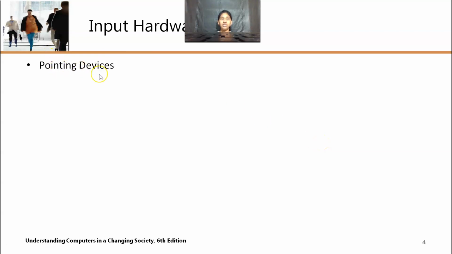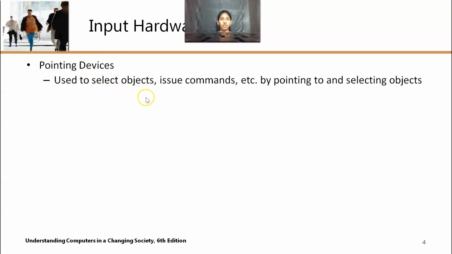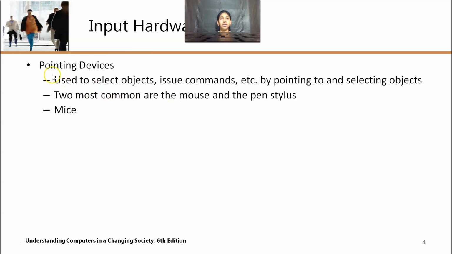And pointing devices are the input devices where they will move the cursor, like they move the on-screen pointer. They are used to select objects and issue commands. The most common pointing devices are mouse and pen stylus. Let's talk about mice and pen.